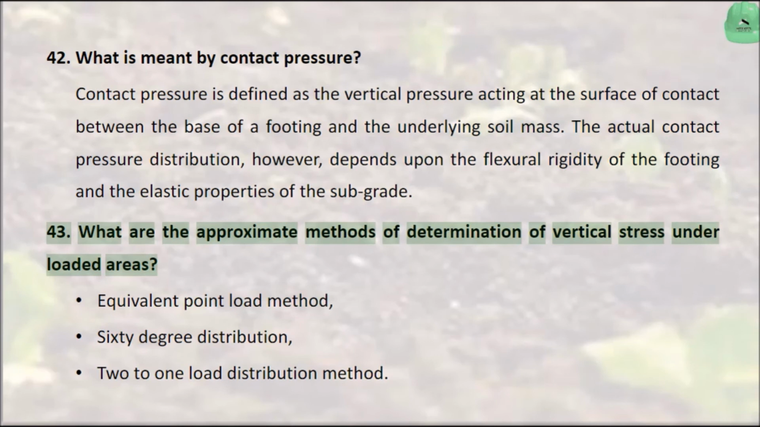What are the approximate methods of determination of vertical stress under loaded areas? Equivalent point load method. 60-degree distribution. 2-to-1 load distribution method.